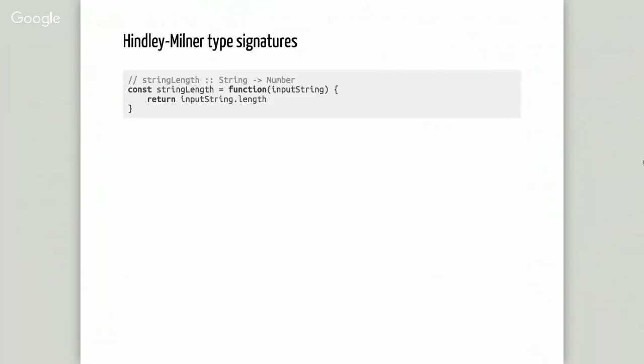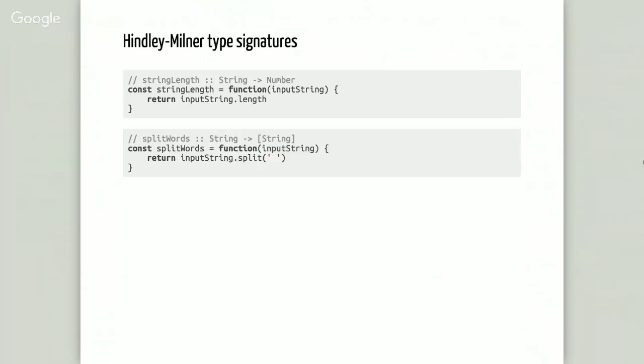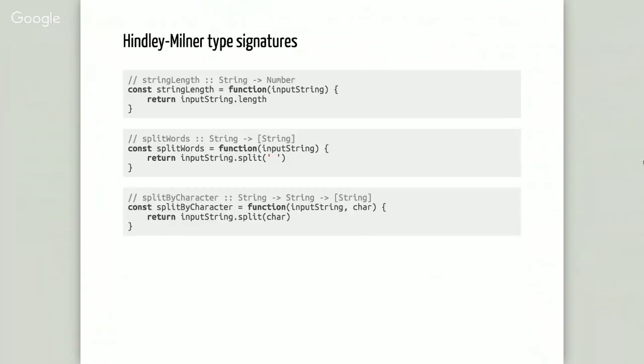So let's look at a few examples. They're called Hindley-Milner type signatures, I believe. Here's a function which takes a string and returns a number. We write that as stringLength :: String -> Number. That's just saying the function stringLength takes a string and returns a number. Here's another example which returns an array of strings. The difference is we've got square brackets around String. That's how we indicate that something's an array.